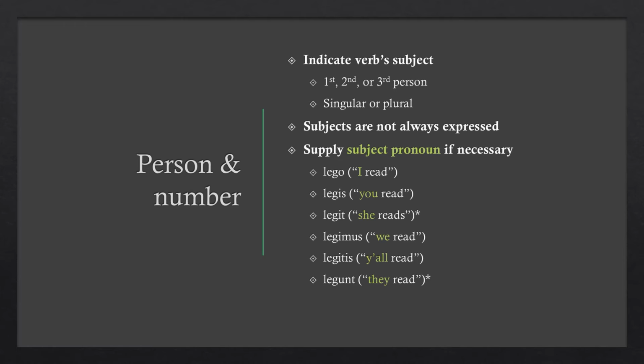Person and number both refer to attributes of a verb subject, who or what is doing the action. Because Latin is highly inflected, it is not always necessary to express the subject of a verb. The ending o in Lego, for example, indicates that the subject of the verb is the first person singular I, without needing to express the subject pronoun. If you come across verbs without an express subject, you will need to supply a subject pronoun in English. If you come across forms such as legit and legunt, third person singular and plural, the subject is likelier to be expressed elsewhere in the sentence.